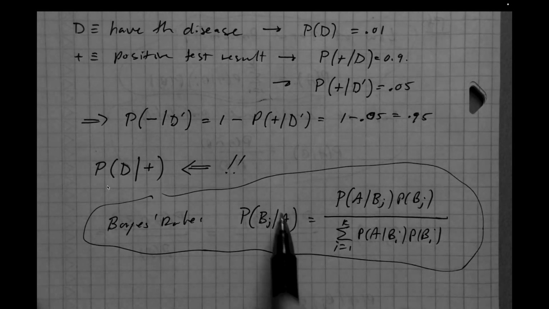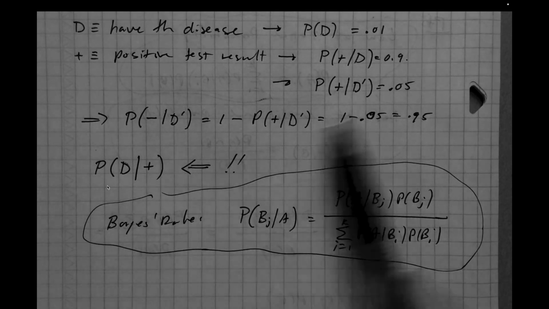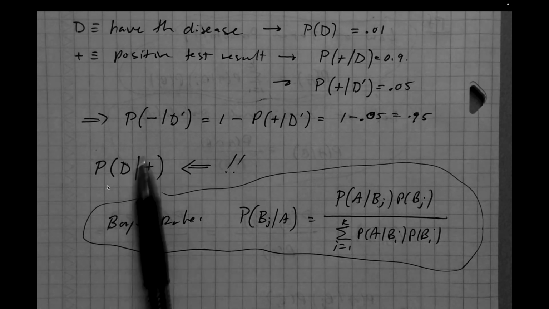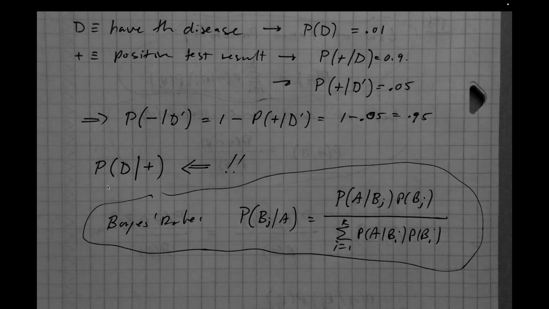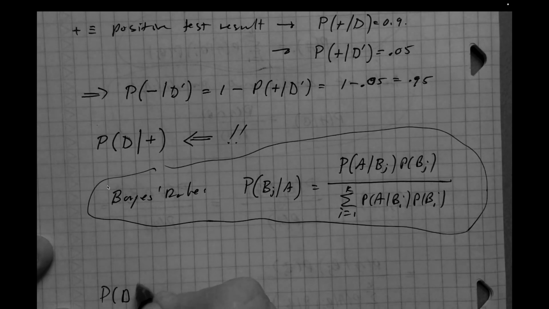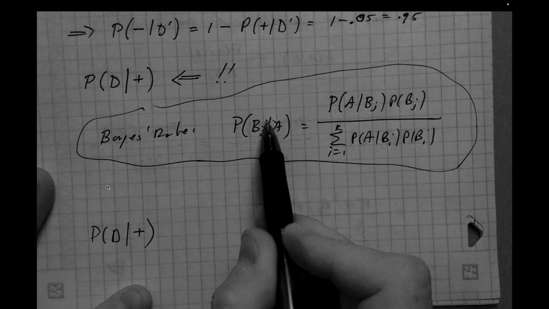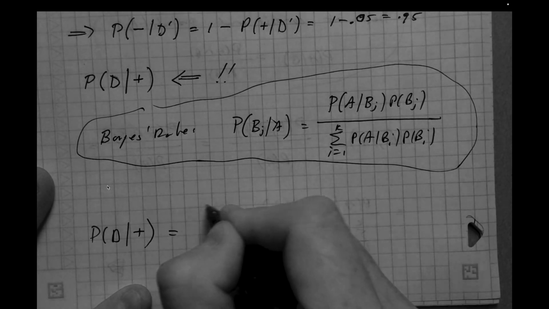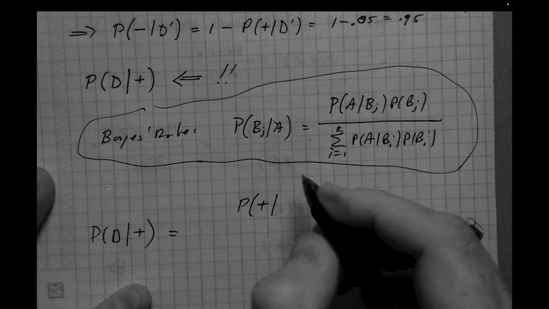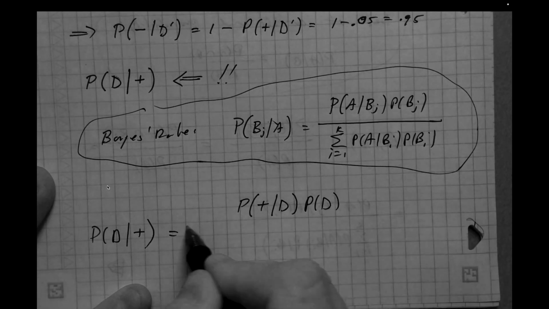So we want to use this theorem, plugging in these actual numbers to solve for the probability of D given plus. All right, so let's just think about it symbolically here. So the probability of D given positive, right? So that's this piece. Well, Bayes' rule says I'm going to figure that out by going probability of positive given that I actually have the disease times the probability that I have the disease.